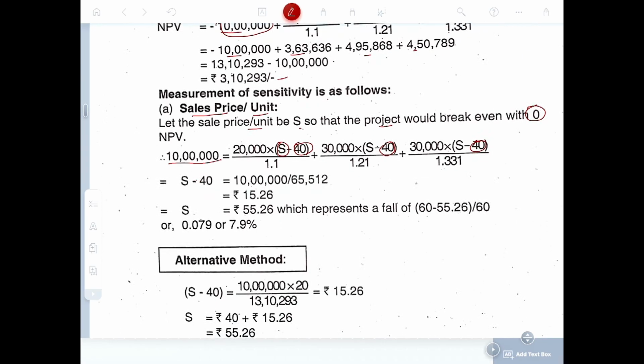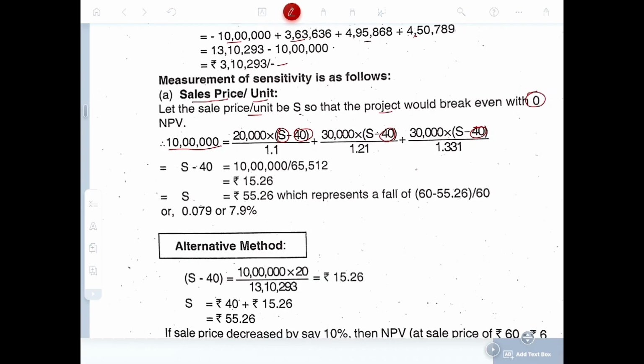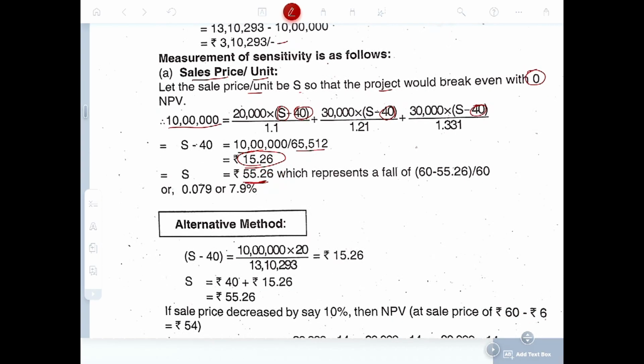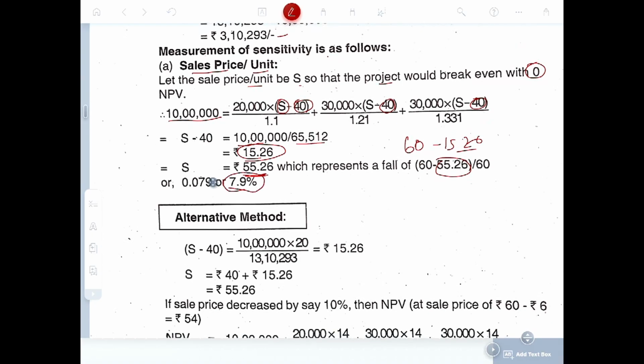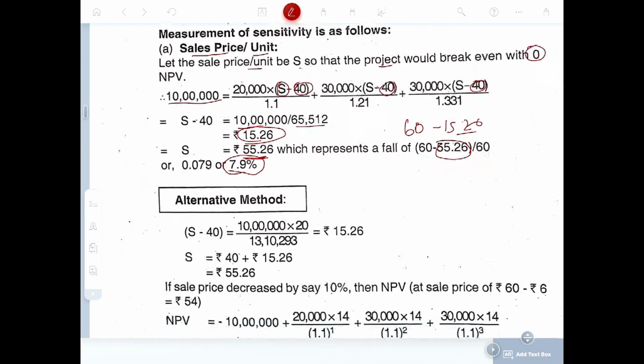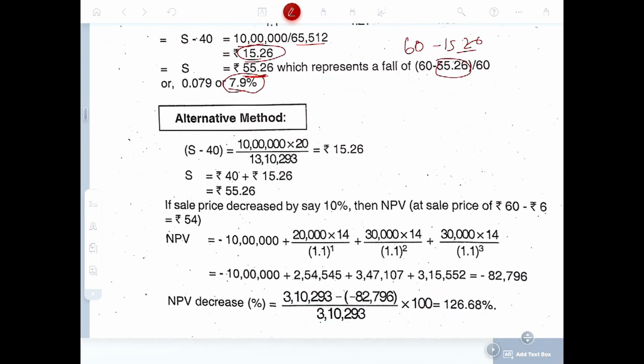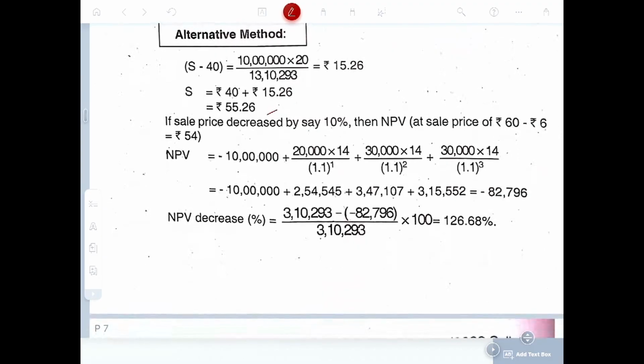So 10 lakhs is equal to 20,000 into S minus unit cost, into 1.3. So 10 lakhs divided by 6 gives 15.56. At 55.25, representing it as 60 rupees minus 50.26, you will get 55.46. That is 7.9 percentage. We get the sale unit cost. Alternative method. Okay, no problem. Sale price decrease by 10 percentage.